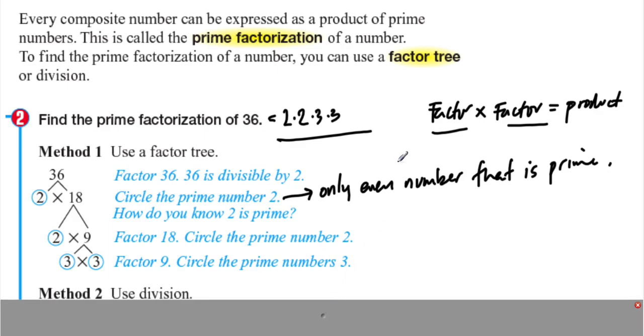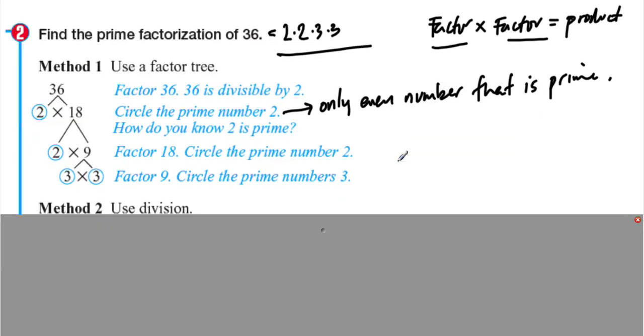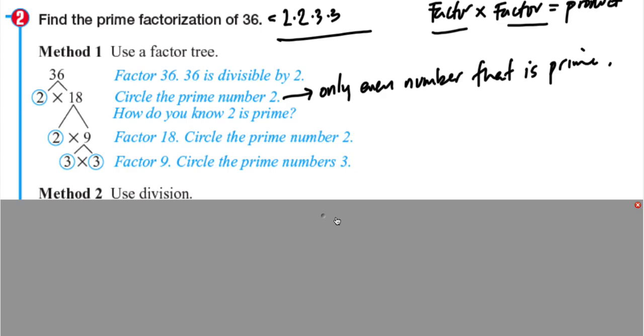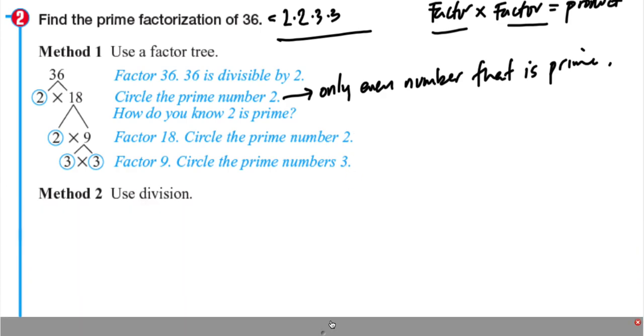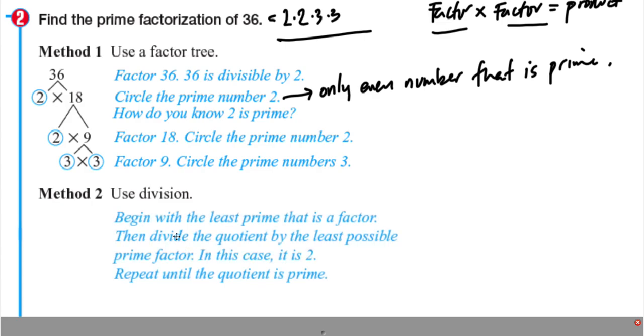And let's use method 2, using division. We can start with this one. So using method 2 for division, okay, begin with the least prime that is a factor, then divide the quotient by the least possible prime factor. In this case, it is 2. Repeat until the quotient is prime.